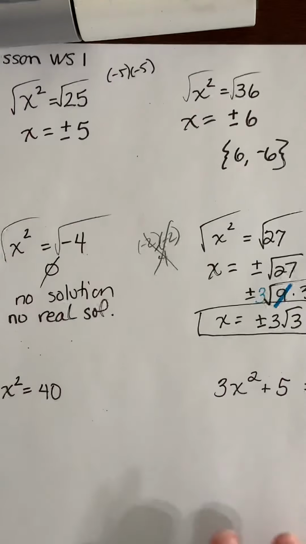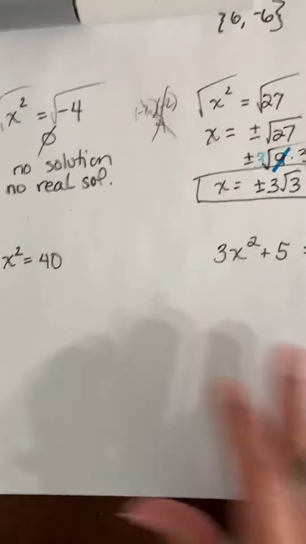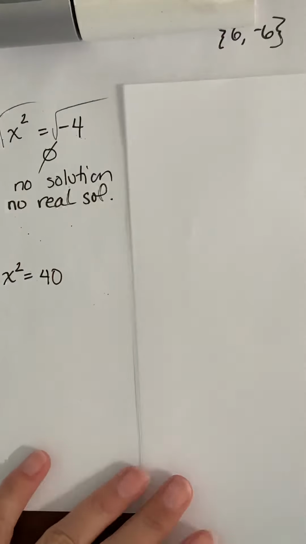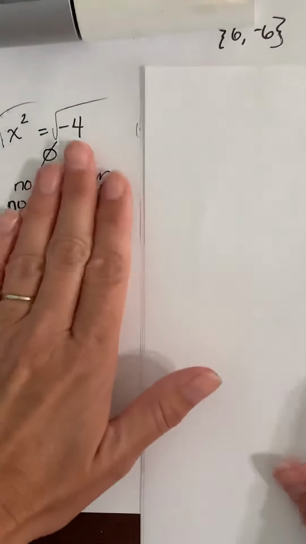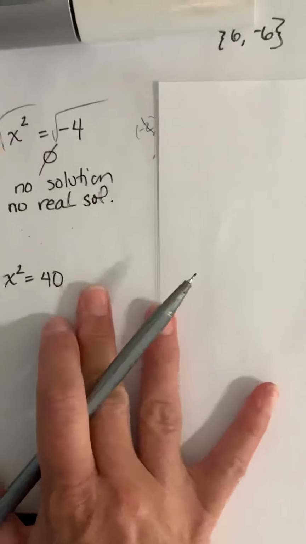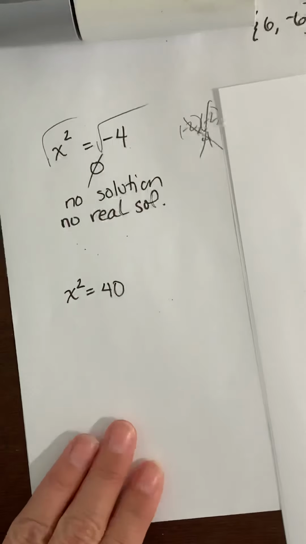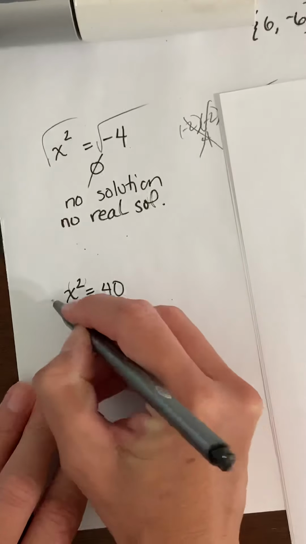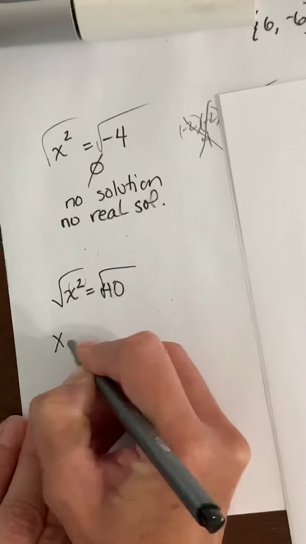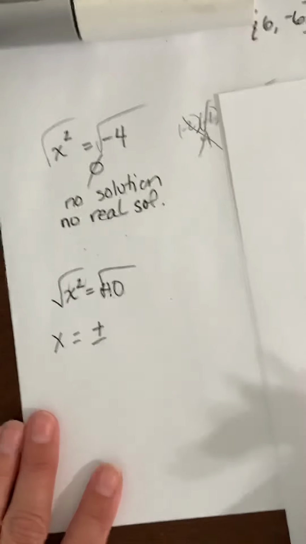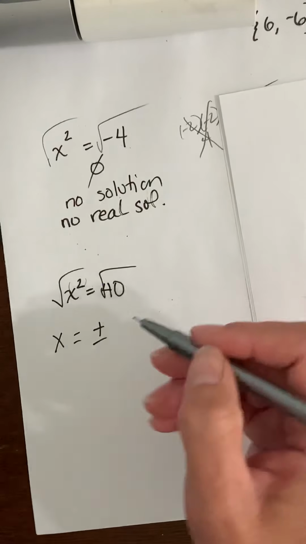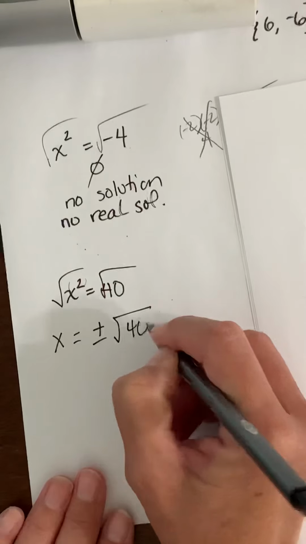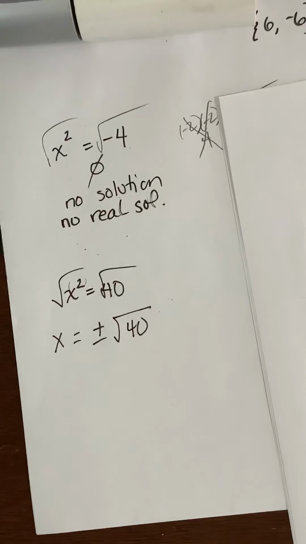All right, so this next example is really just like the last one, no extra steps at all. Okay, let me get it situated. If x squared is 40, take the square root of both sides to undo the square, and x equals plus or minus. 40 is not a perfect square, so I'm just going to say it's the square root of 40. Now I have to think, are there two numbers that multiply to 40 where one of them I can square root?